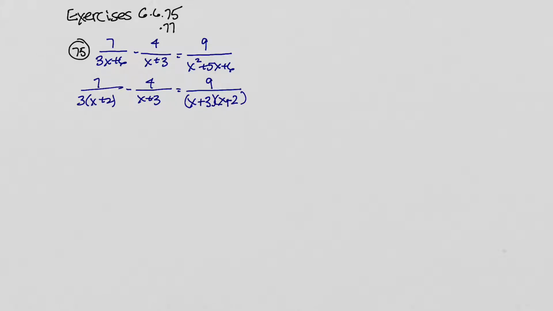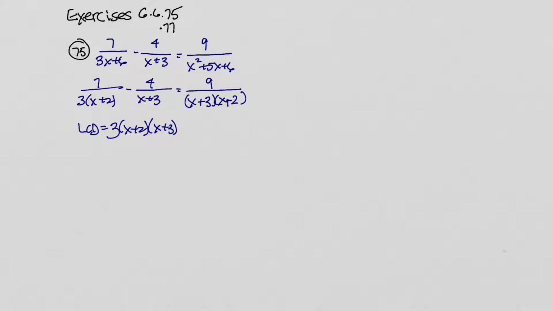So from this factored form, we can get the LCD. We're going to have 3, right? We get that 3 right from here. We'll get that x plus 2. Now that x plus 2 appears here and here, but it's just to the first power, so we need to write it only once. We've got that x plus 3 here and here, but again, it's just to the first power. So we'll just write it once.